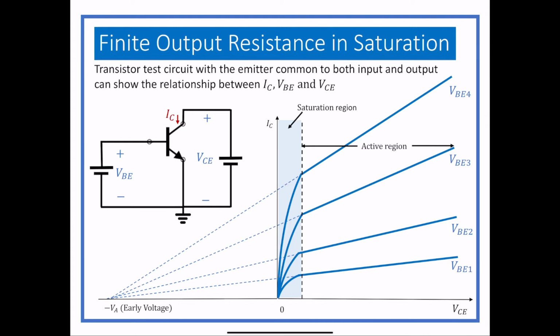It's named after someone named Early. It's not because it happens earlier than everything else. It's just named after someone. And he was the guy who discovered this relationship, and then they realized, oh, the same thing happens with MOSFETs. But it's for a completely different reason that this happens.